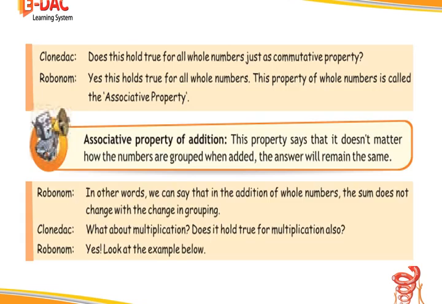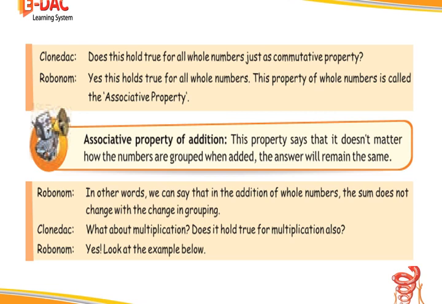So Clonidac's next question is, does this hold true for all whole numbers just as the commutative property? Yes, this holds true for whole numbers. This property of whole numbers is called the associative property. So the associative property of addition says that it doesn't matter how the numbers are grouped when added, the answer will remain the same. In other words, in the addition of whole numbers, the sum does not change with the change in grouping. What about multiplication?